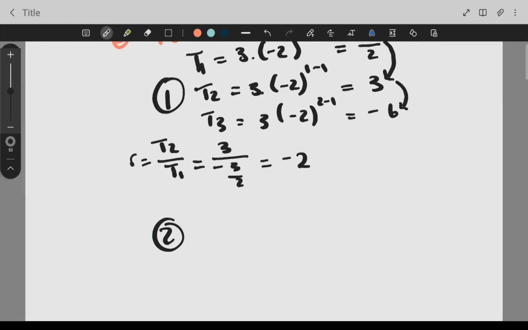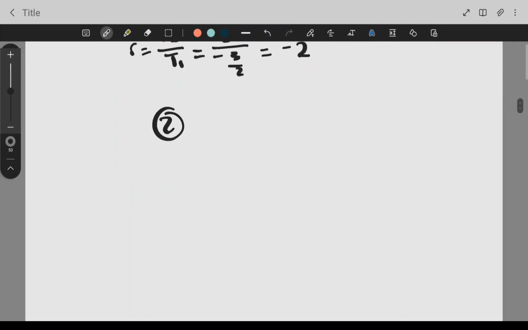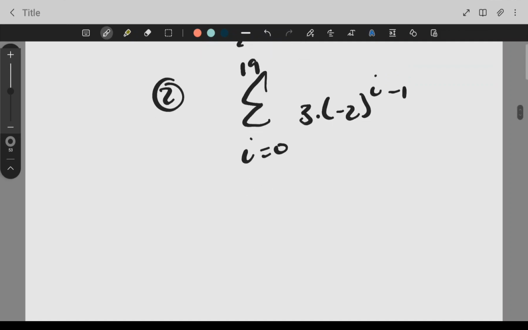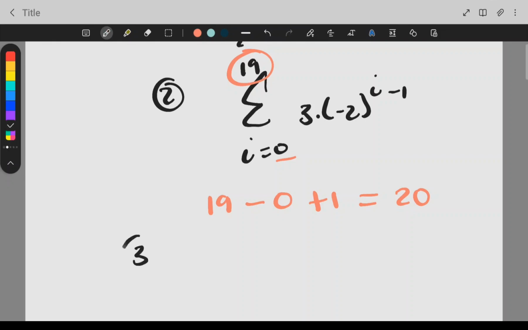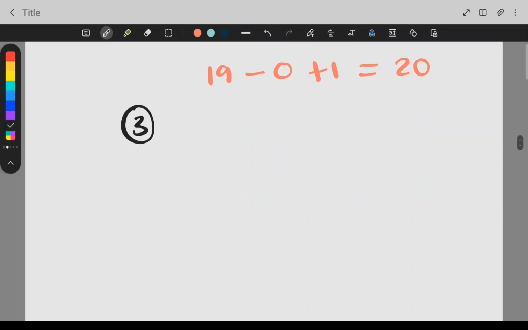And now I'm going to do top minus bottom plus 1. Let me write the sigma notation down again. Top minus bottom, let's do it. Top is 19. 19 minus 0 plus 1 is 20. So there are 20 terms in this pattern. I have to calculate step number 3, the sum of the first 20 terms.